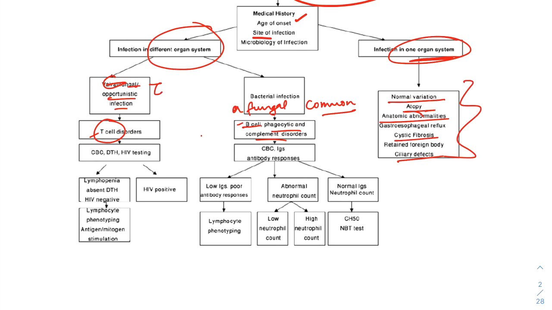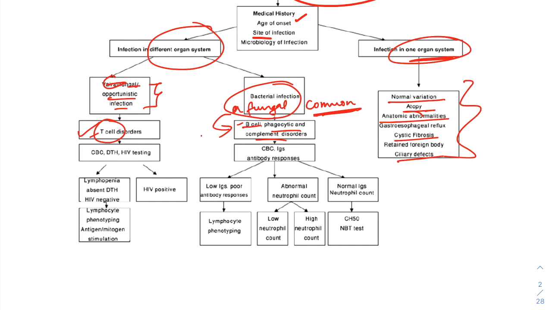So, the presence of opportunistic viral or fungal infections points towards T cell disorders. Viral infections do not occur in B cell, phagocytic, or complement disorders. Bacterial or fungal infections by common pathogens occur in B cell, phagocytic, or complement disorders.